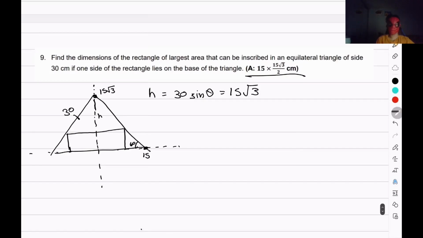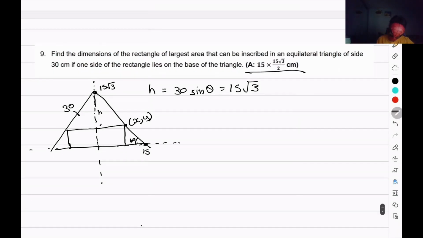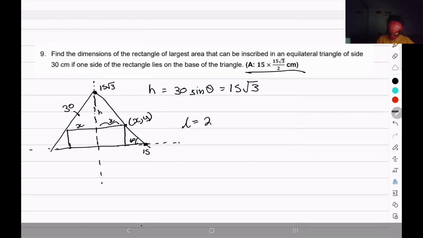Now why is that necessary? Well, I'll explain why. So this point right here, where it touches the triangle, we'll denote it as x and y. Now, why did I do this? The x basically represents the distance from this y-axis to here, and the same distance from this y-axis to here is also x. So that represents the length, so the length is equal to 2x.